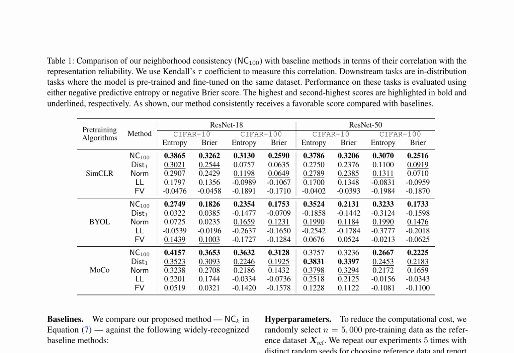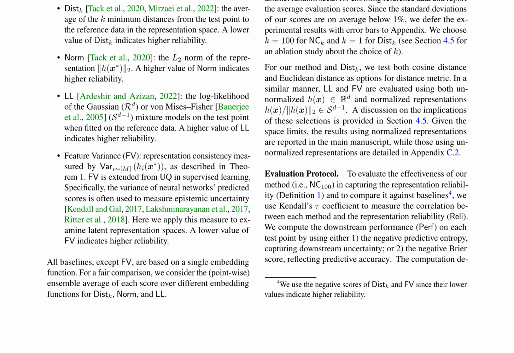The baseline methods are described as follows. Dist is the average of the k-minimum distances from the test point to the reference data in the representation space. Norm is the L2 norm of the representation. LL is the log likelihood of the Gaussian or von Mises-Fisher mixture models on the test point when fitted on the reference data. And FV is the representation consistency measured by the variance of neural networks' predicted scores.